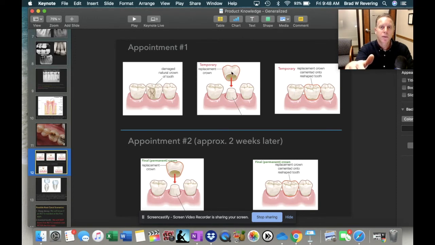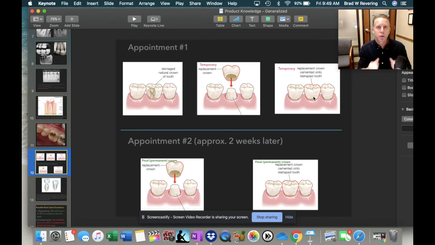So right here, we make a temporary crown. It fits over the prepped tooth, and they're going to wear that while the crown is being made. It takes a couple of weeks in the lab. The temporary crown is doing that job I just explained. If you have a crack in a tooth and you could fit something over it, whether it be porcelain or, in this case, a piece of plastic, it would do the job of holding that tooth together.